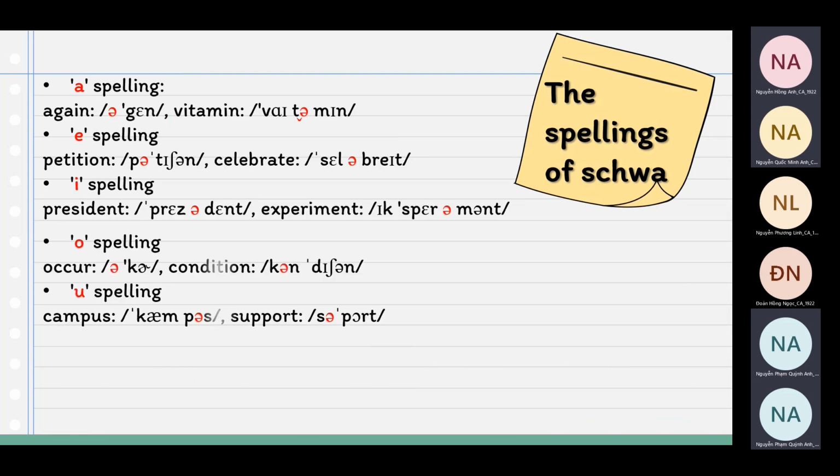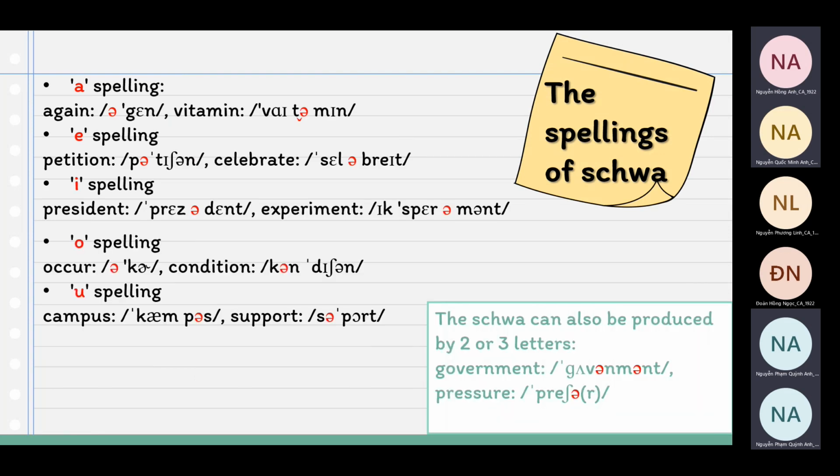The next part is the spelling of schwa. There are some spelling patterns which can help you to find the schwa. The A spelling, for example, vitamin. The E spelling, such as petition, celebrate. The I spelling, for example, president, experiment. The O spelling, such as occur, condition. And the U spelling, for example, campus, support. And schwa can also be produced by 2 or 3 letters in a word. For example, government or pressure.